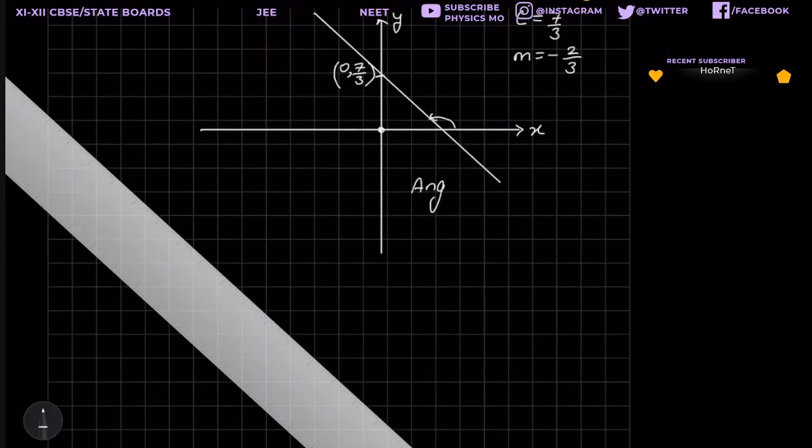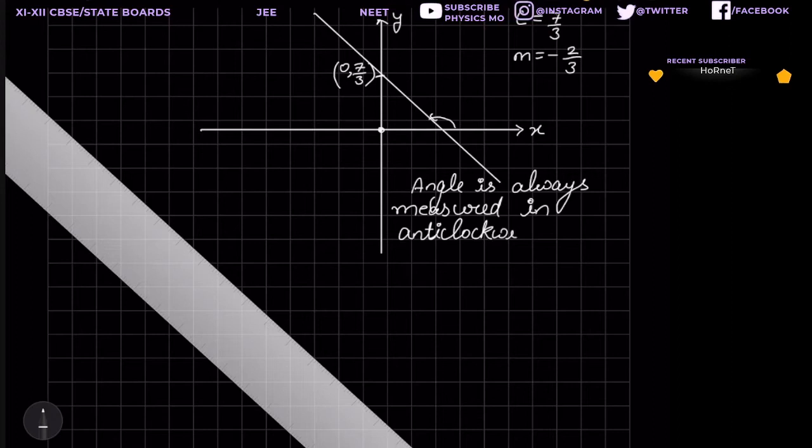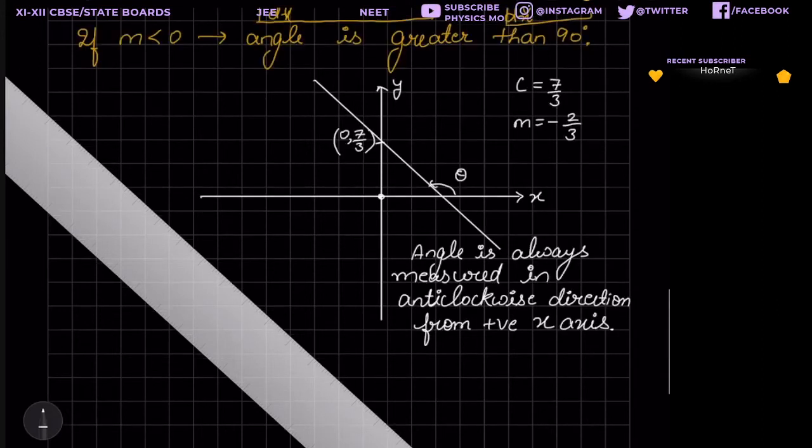Angle is always measured in anti-clockwise direction from positive x-axis. So this is your theta and this value is greater than 90 degrees. This is how you can draw these graphs.